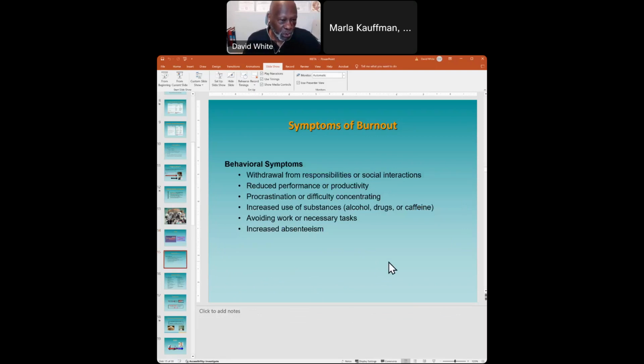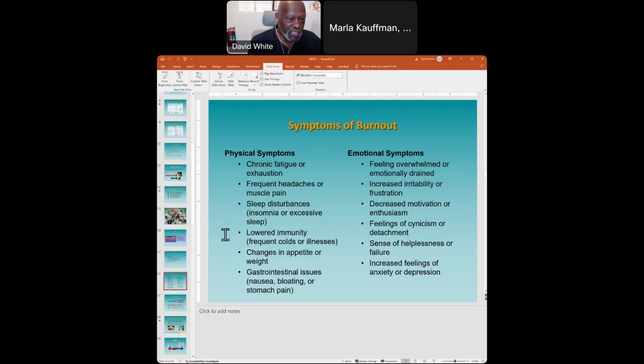So here are some of the symptoms of burnout. There are behavioral symptoms: you withdraw from responsibility or social interactions, reduced performance or productivity, procrastination or difficulty concentrating, increased use of substances such as alcohol, drugs, or caffeine, avoiding work or necessary tasks, increased absenteeism on the job. Physical symptoms: chronic fatigue or exhaustion, frequent headaches or muscle pain, sleep disturbance, lowered immune system. This is going to be important a little bit later on.